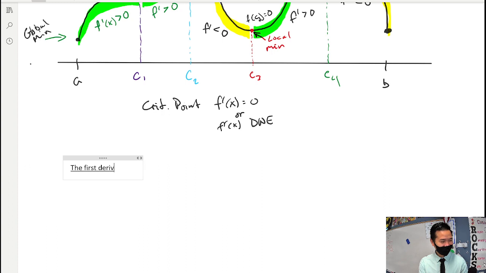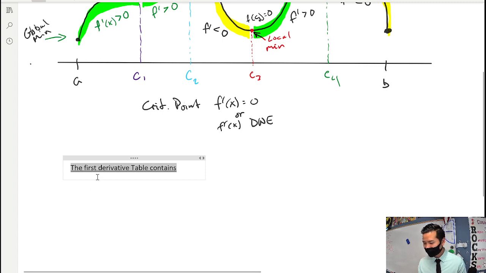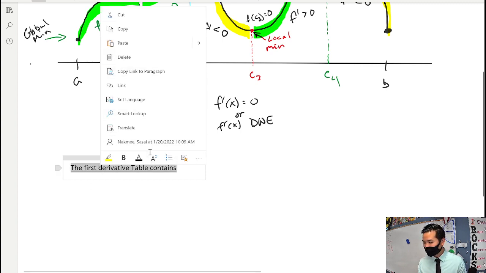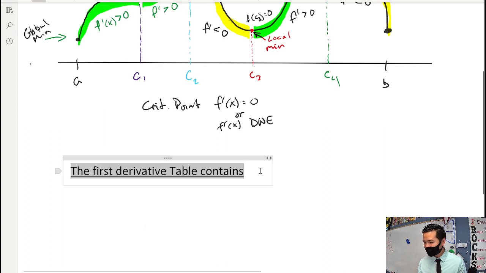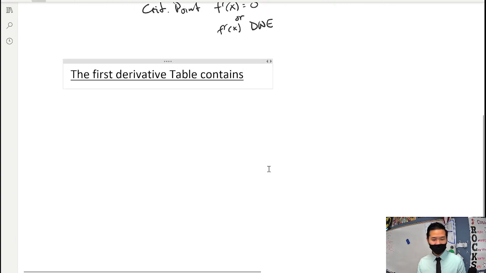The first derivative table contains, can you guys see that? Okay, let's make this font a little bit bigger. What font size is this? It's a font size for ants. Let's go there. Is that better? Is that legible? Sorry. There we go.